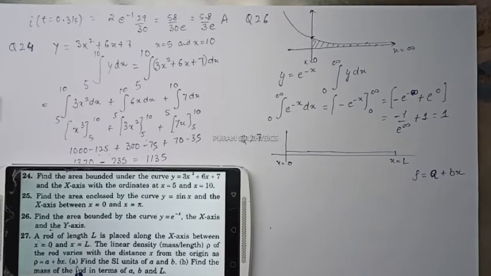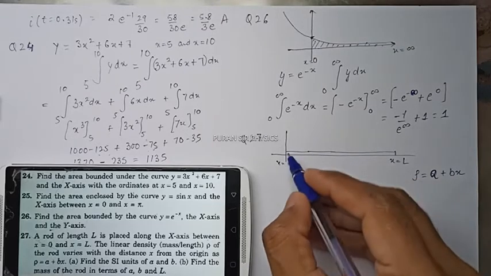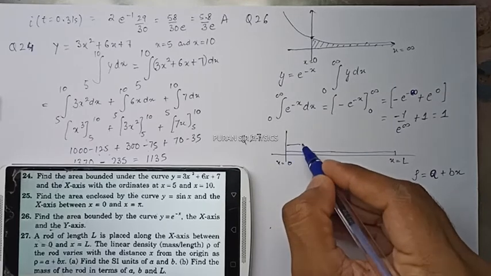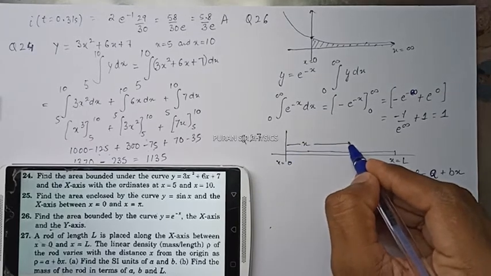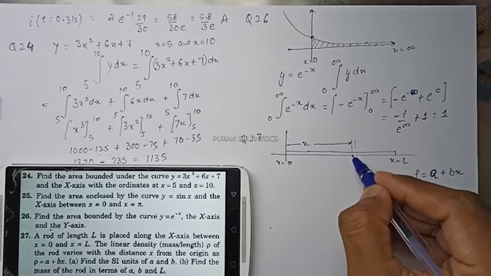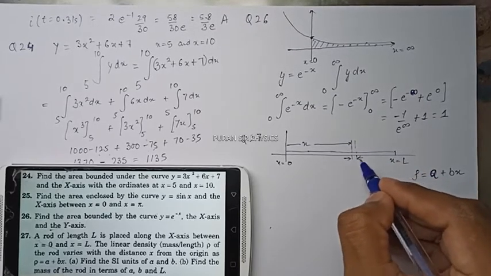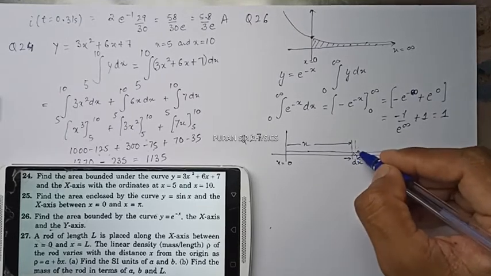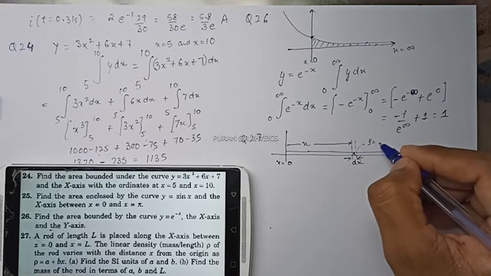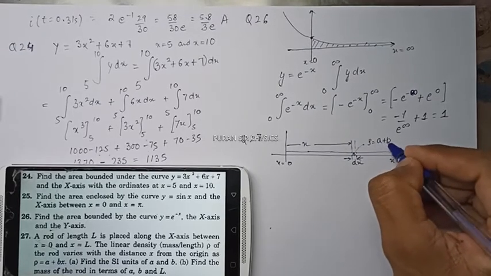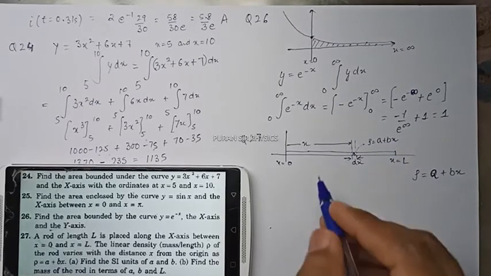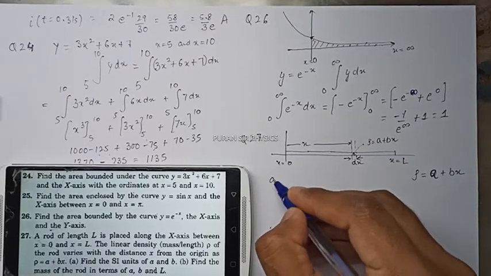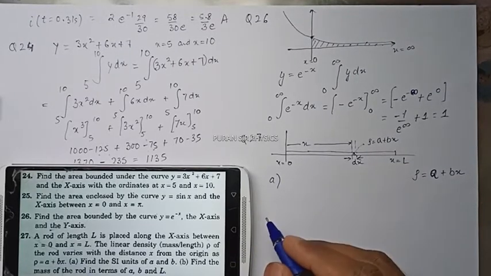In this question, first of all, we have to find the SI unit of A and B, and find the mass of the rod in terms of A, B and capital L. So first of all, what is given: at a distance x, if we take a small length dx, at this region the linear mass density is A plus bx. So that is given. So in the first part we have to find the SI unit of A and B.